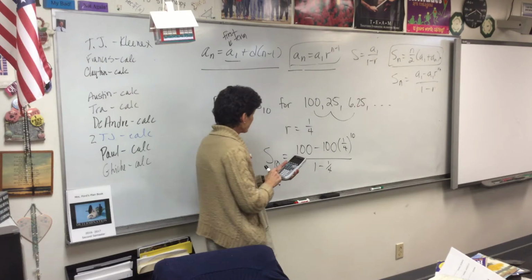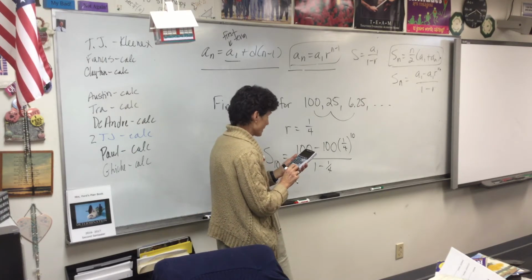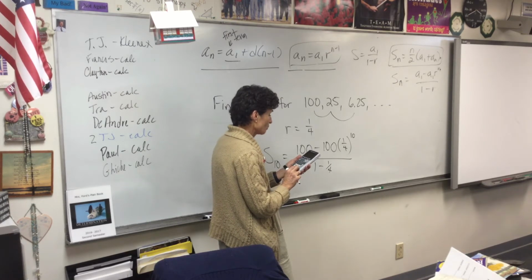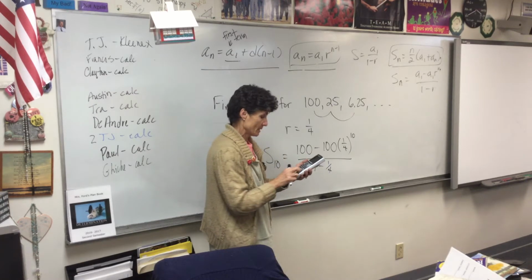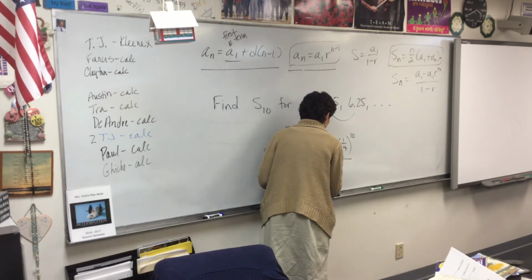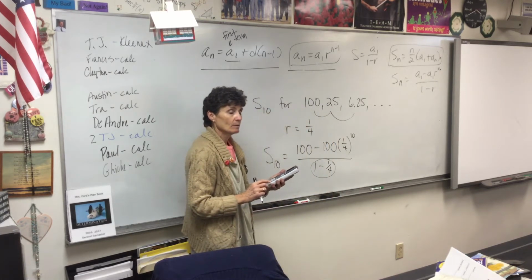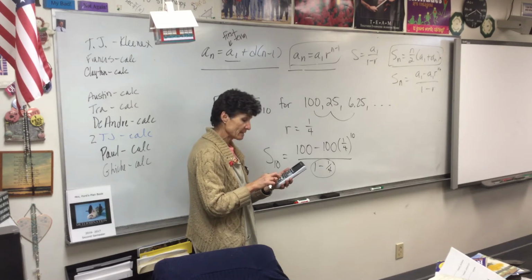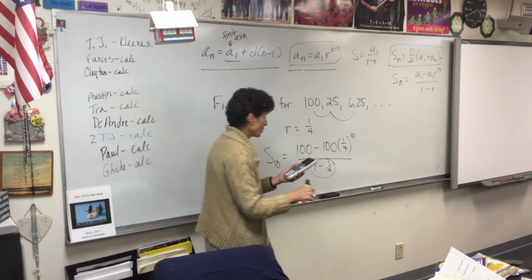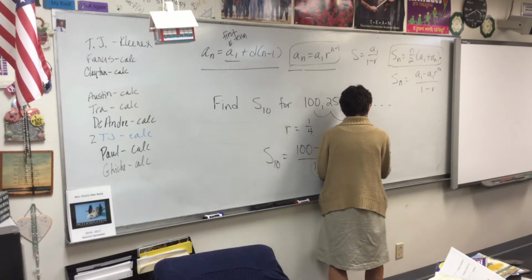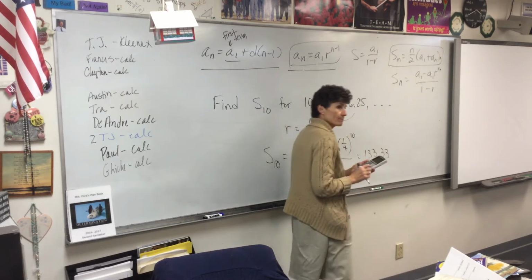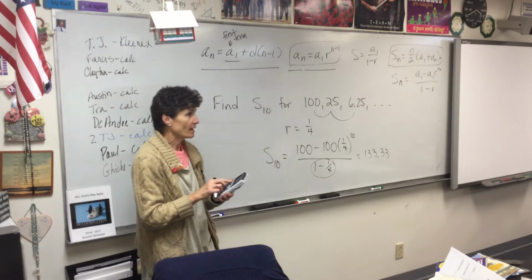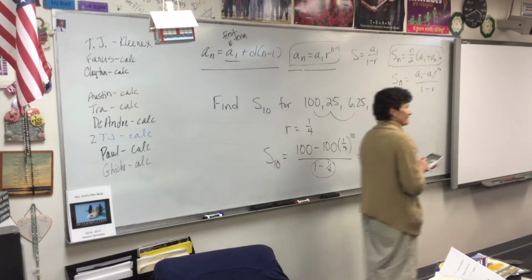Right? So now I'm going to type that in. So 100 minus 100, parentheses, 1/4, raised to the 10th power equals, and then divided by, what's 1 minus 1/4? Maybe 3/4 or 0.75? So the answer to the question is 133.33. Straight off the calculator from typing it in.